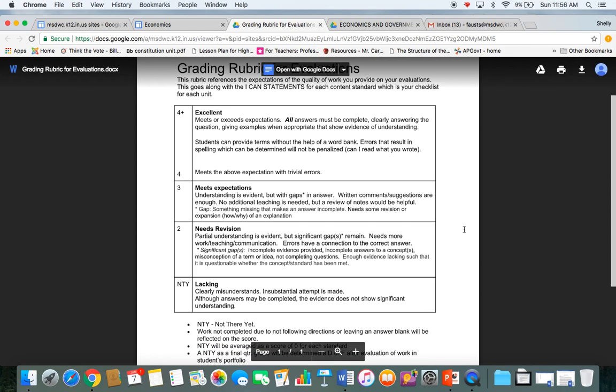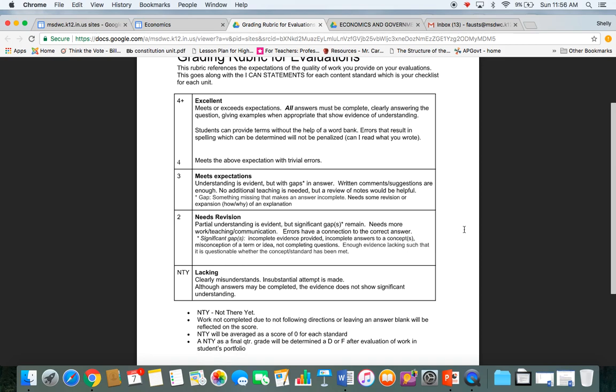A 3 meets expectations, but you might have a few gaps. You might have something that makes an answer incomplete, you might need to revise a little bit, you need a little more explanation so that I know that you know what you're talking about. A 2, you have partial understanding and you have significant gaps. You have incomplete evidence, incomplete answers. There is enough for me to know that, yeah, you're kind of in the ballpark knowing what you're talking about, but there's just some evidence lacking that I question whether you completely understand the standard.